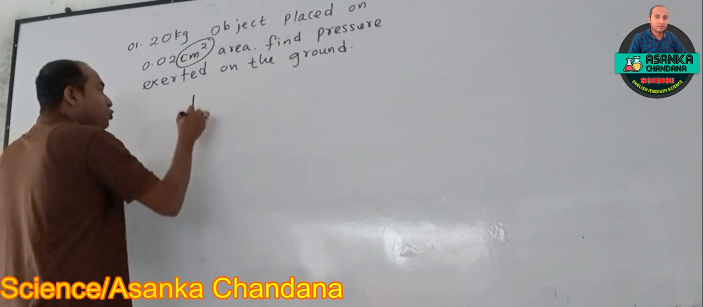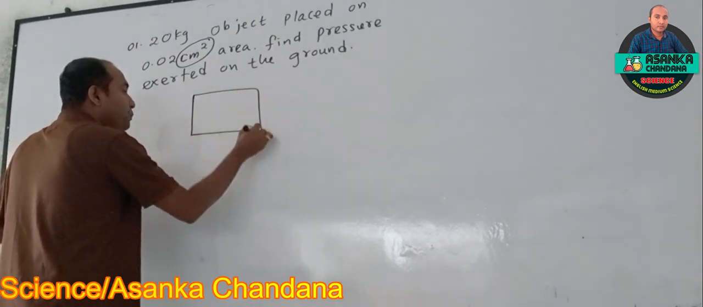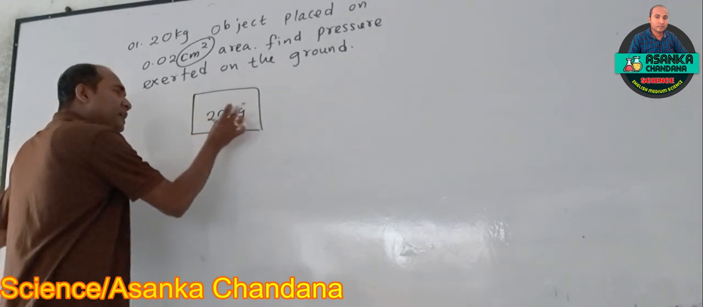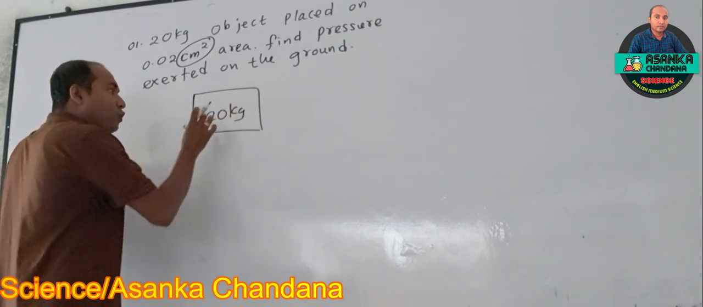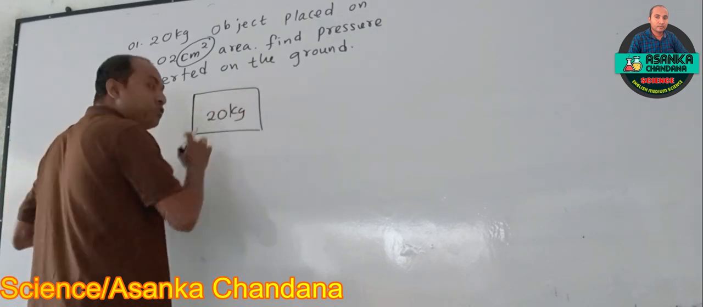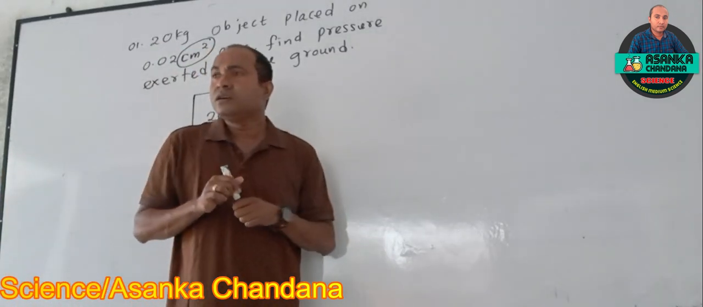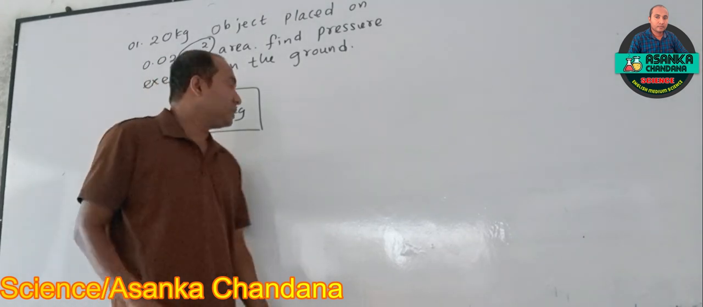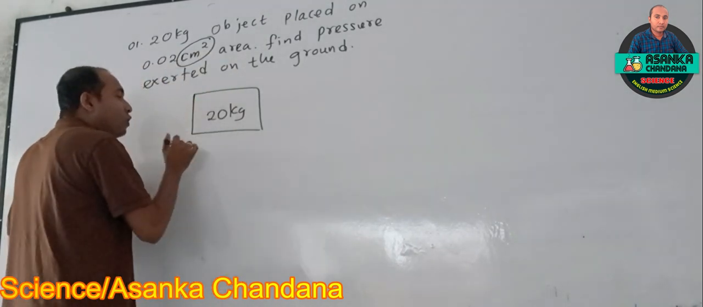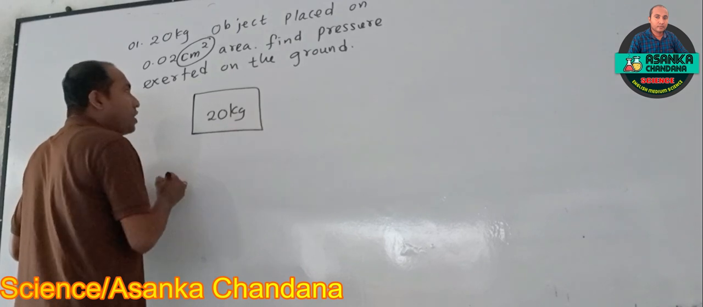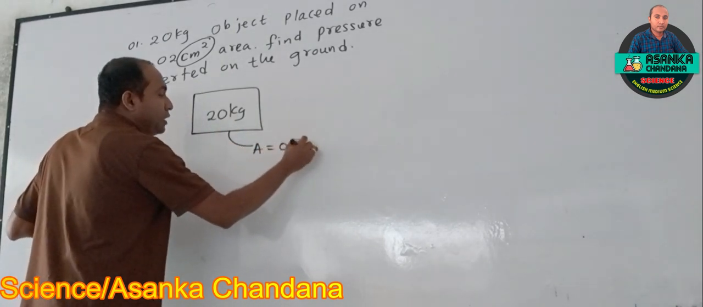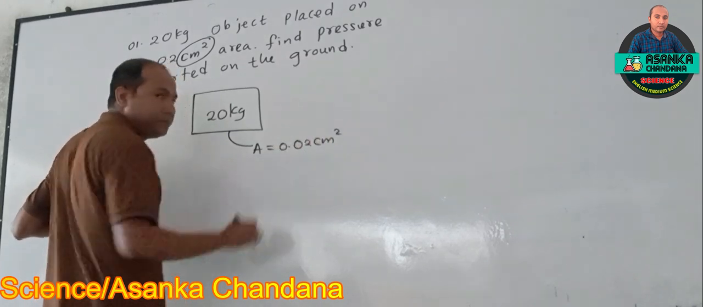Now there is a 20 kilogram object. What is the 20 kilogram means? 20 kilogram means mass of this object. Why? Kilogram is used to measure the mass of the object. But when the 20 kilogram object is placed on the ground, right, area of this object is 0.02 square centimeter.